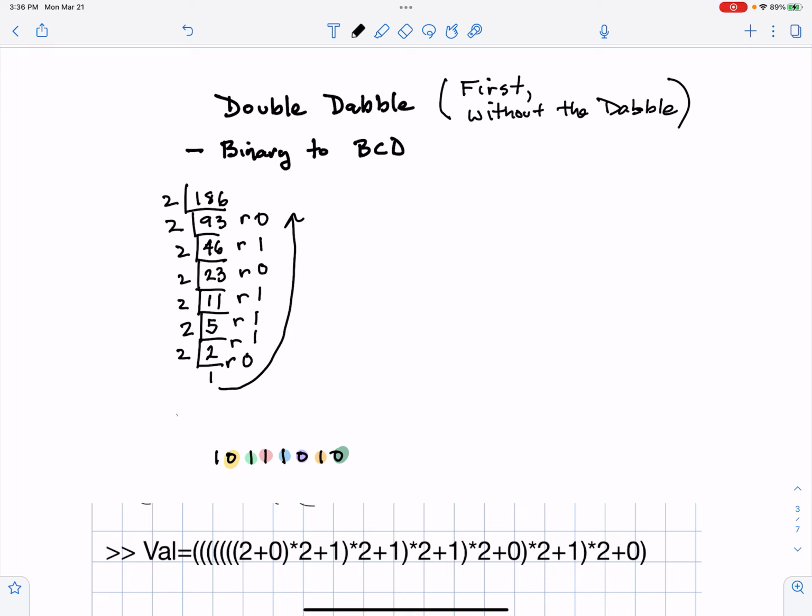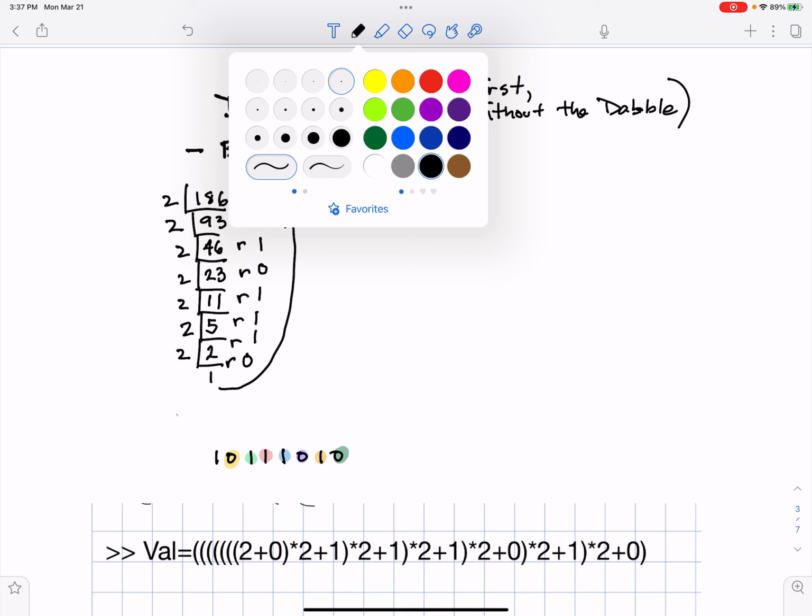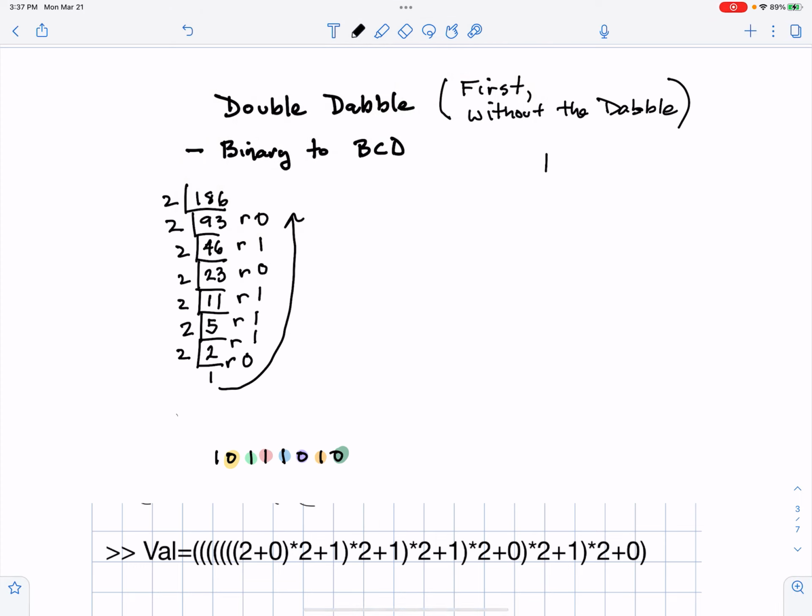The double refers to multiplying by 2. Multiplying by 2, by the way, is easy in digital circuits because it's just a shift of the binary representation to the left. For example, if you start with 1, 1 times 2 is 2, which would be 1, 0. 2 times 2 would be 4, which is 1, 0, 0. So you just keep shifting the bits to the left. So that's the double part. The dabble part, we're not going to worry about right this second.